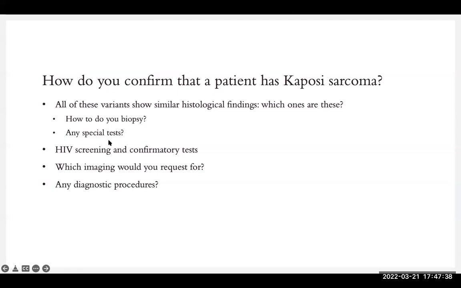So those are the special tests you might want to do. You might do a PCR on it.